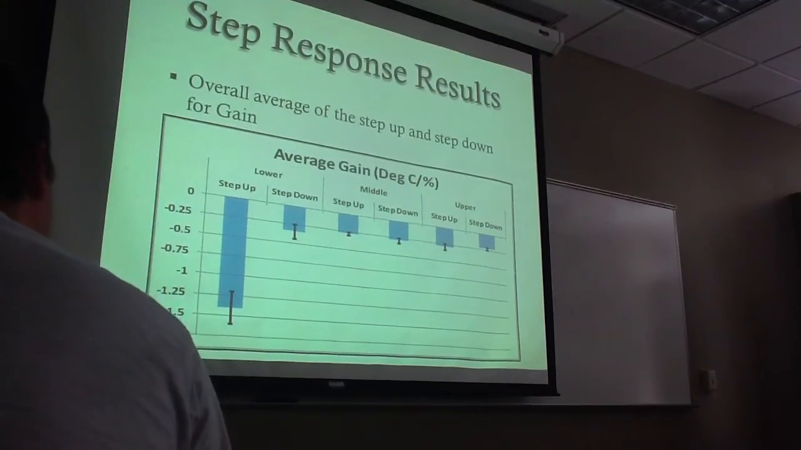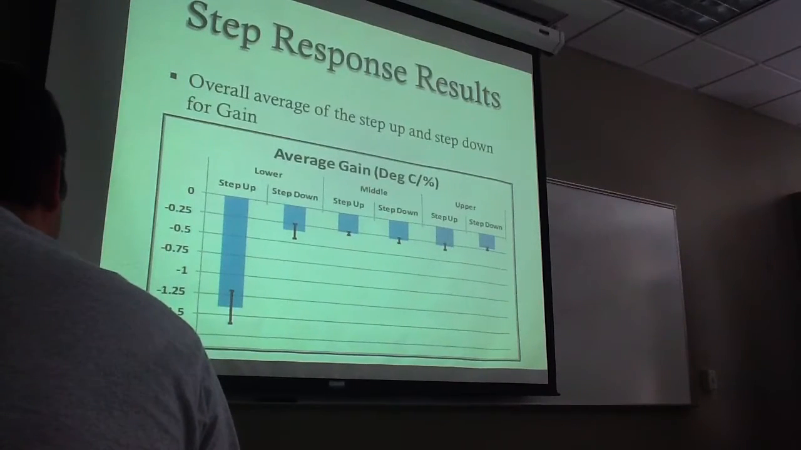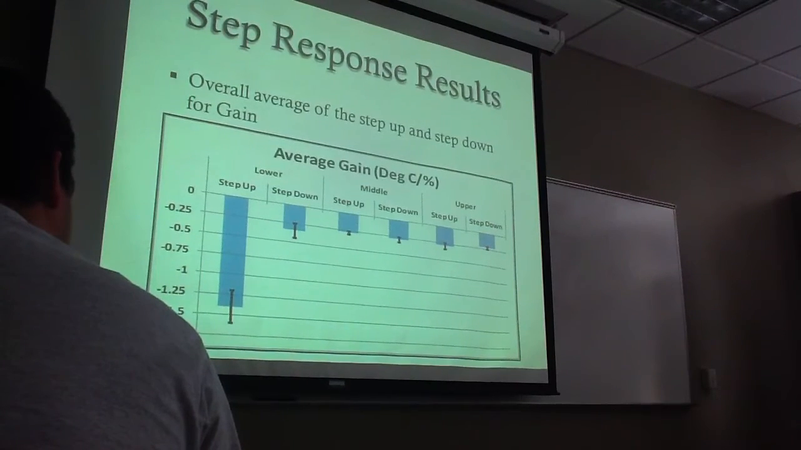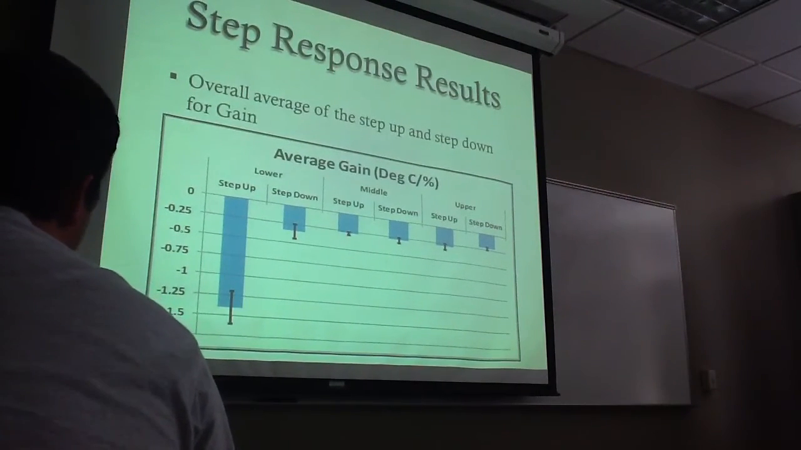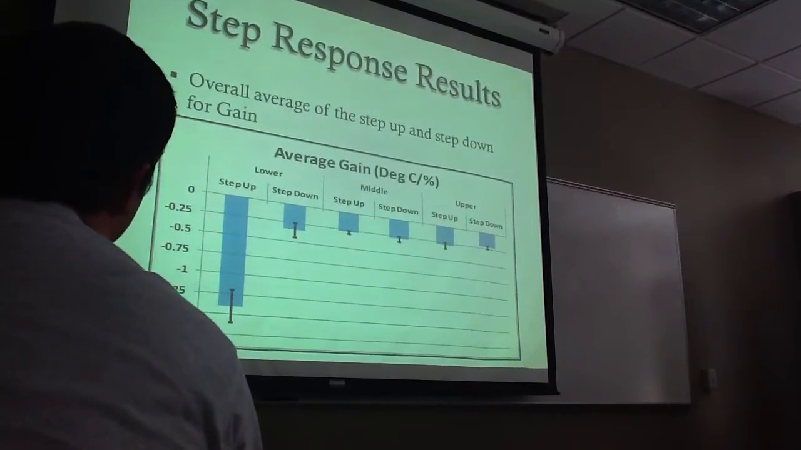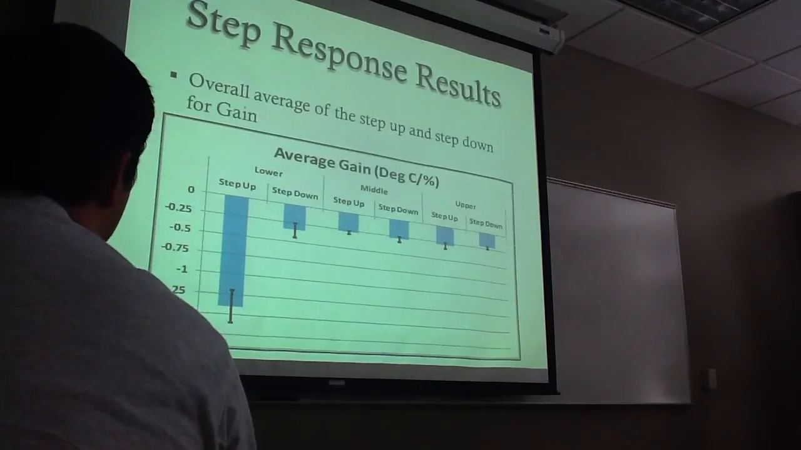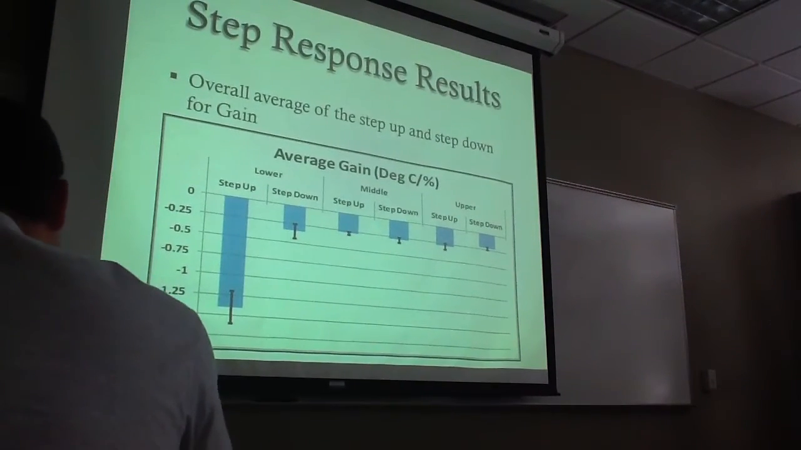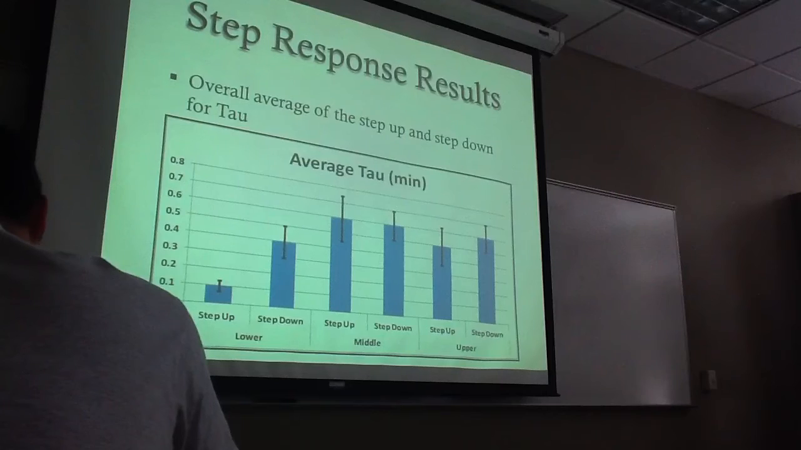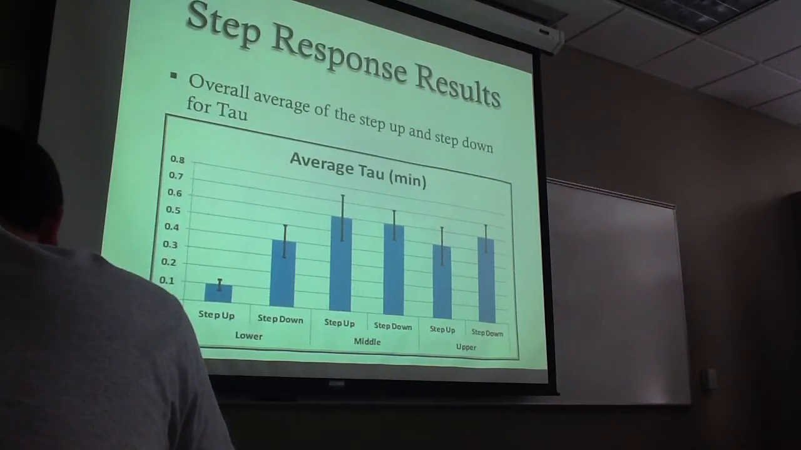Here's a graph of the average of our gain. As you can see, they were all fairly close. However, the step up on the lower end of the runs, we don't know why, but it just kind of went haywire on us. It could be a number of different reasons. Again, we don't have an average graph for our dead time because we had no dead time.